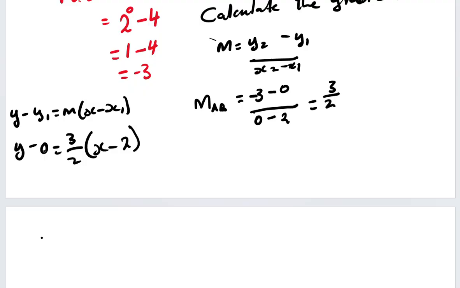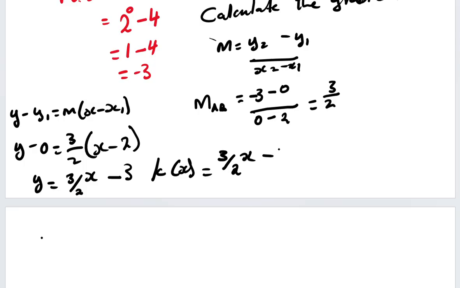Here, y minus 0 is y, which equals 3 over 2 multiplied by x minus 2. Because here we have a positive, that's why I'm saying minus: 3 over 2 multiplied by negative 2. This 2 will cancel this 2, so it will be minus 3. Do you get me? Then they say write it in the form k of x equals 3 over 2 x minus 3.